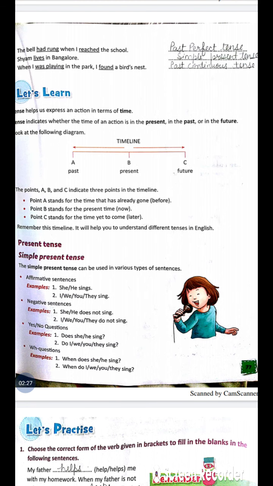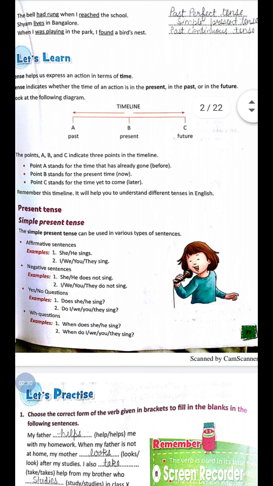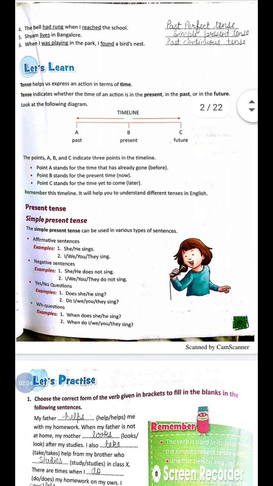Shyam lives in Bangalore, so it is a simple present tense. When I was playing in the park, I found a bird's nest. Was plus ing is used, so it is a past continuous tense.